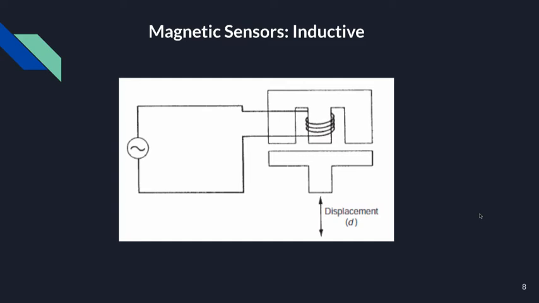In this, the single winding on the central limb of the E-shaped ferromagnetic body is excited with an alternating voltage. The displacement to be measured is applied to a ferromagnetic plate in close proximity to the E piece. It's this piece here. Movement of the plate affects the flux paths of this magnet and hence causes a change in the current flowing in the winding.